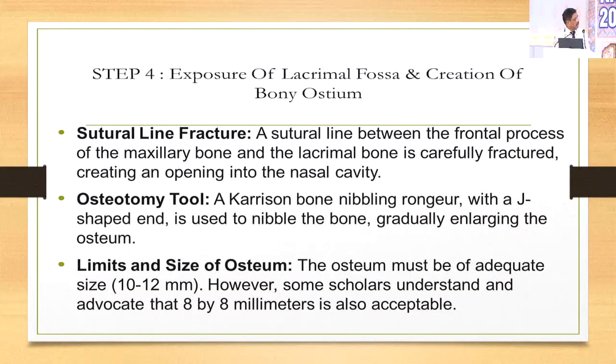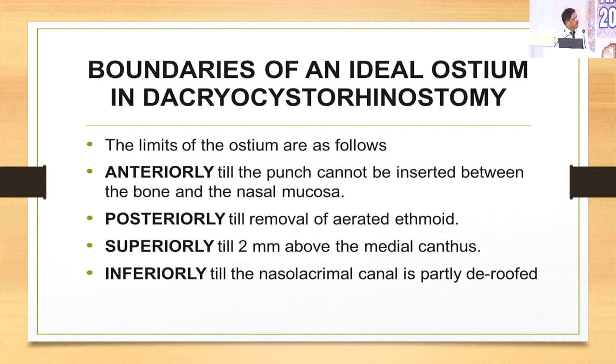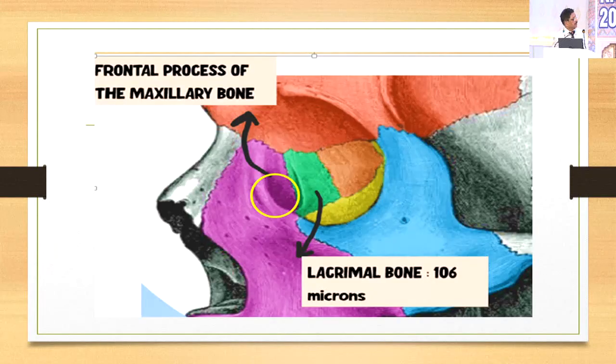And the ostium should be around 1 finger thick, wide, around 10 to 12 millimeter. And the limits: anteriorly till the punch cannot be inserted between the bone and the nasal mucosa, and posteriorly till the removal of aerated ethmoidal, and superiorly 2 millimeter above the medial canthus, and inferiorly the nasolacrimal canal is partly deroofed. So this is the expected size of the lacrimal ostium.